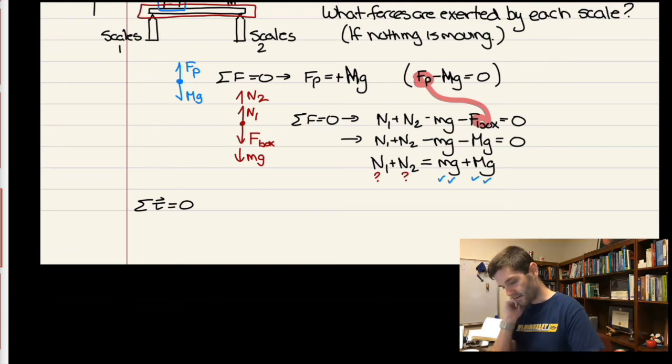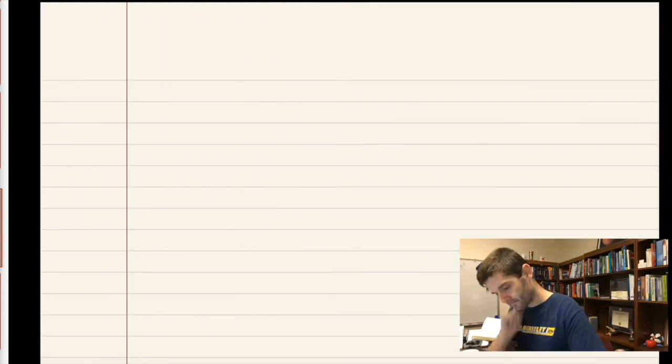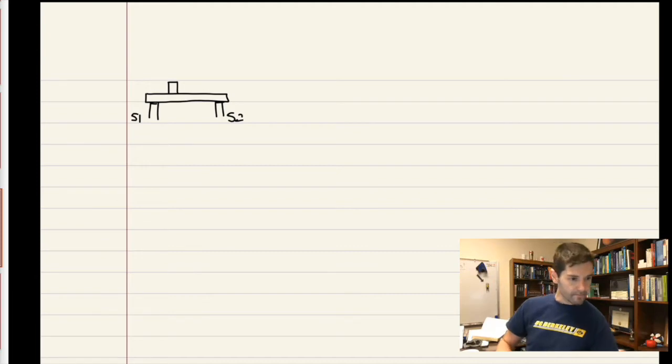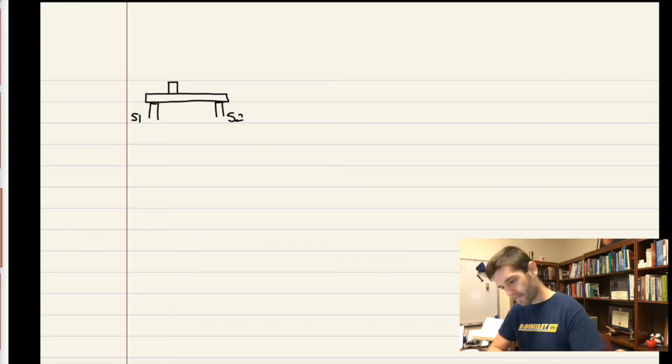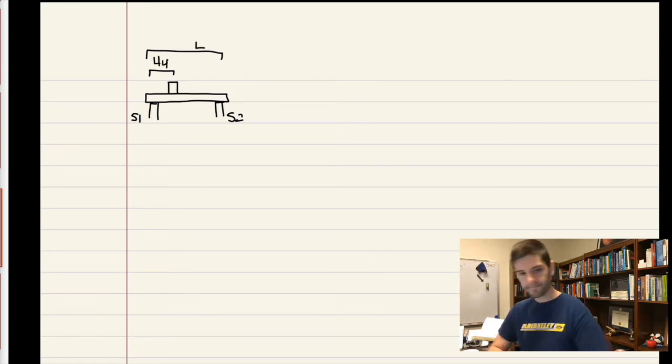So let me redraw this. Actually, I'm out of room, so I'm going to move over and redraw. Scale 2, scale 1. There's a box over here. I think the box was a certain length. This was a length L over 4, where the entire length of the rod was L.